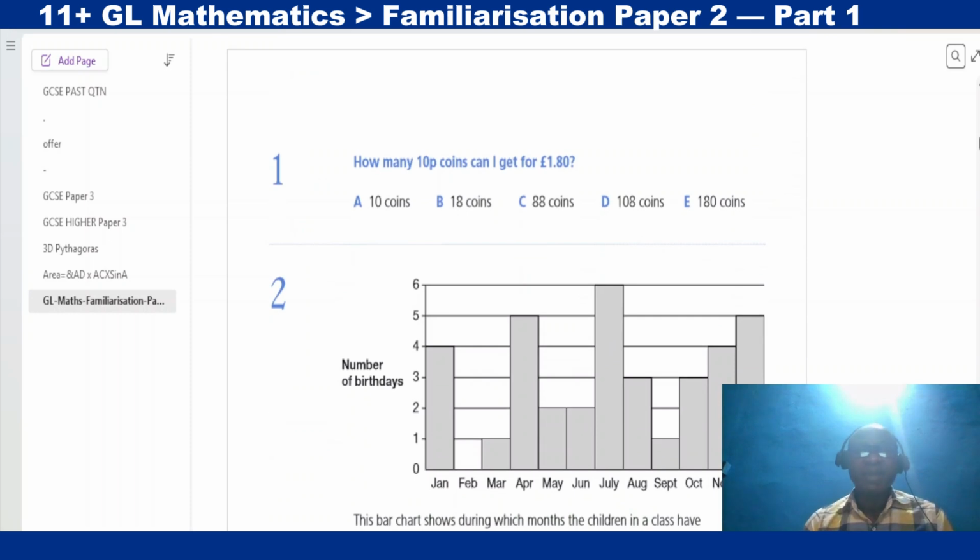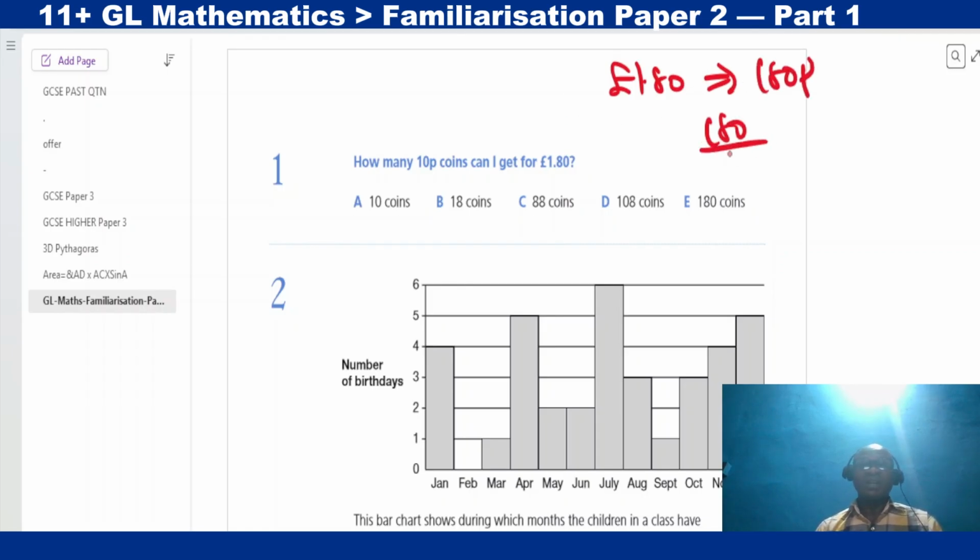Number one, how many 10p coins can I get for £1.80? £1.80 is the same thing as 180p. Therefore, we simply do 180 divided by 10. So we cancel the 0, giving us 18. Therefore, we get 18 coins.